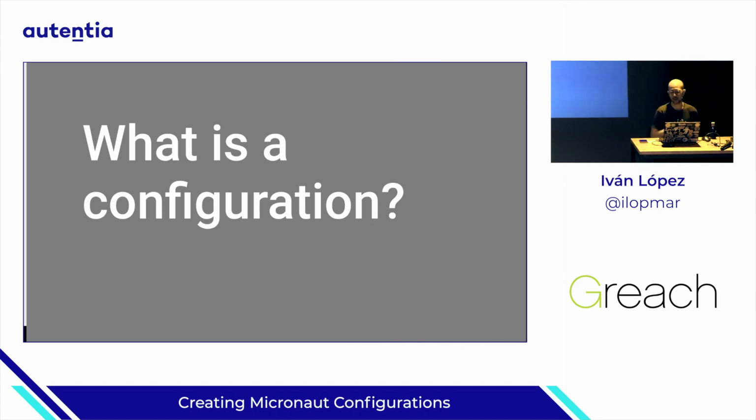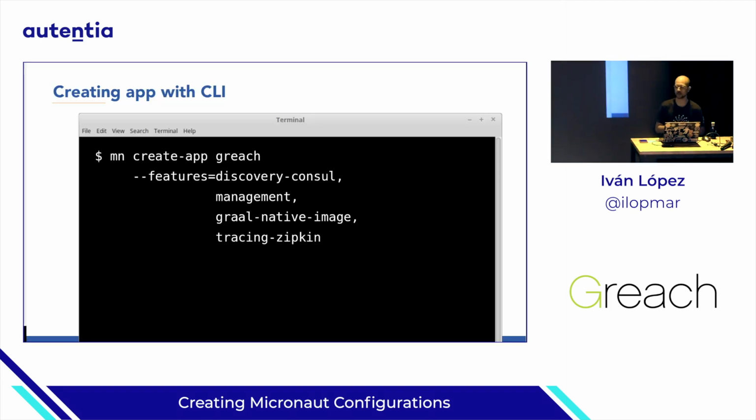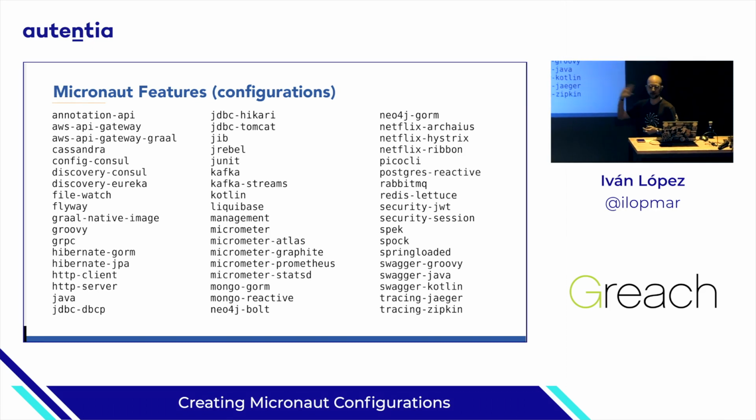So let's start. The title of this talk is creating Micronaut configuration, but what is really a configuration? When you use the CLI to create the skeleton of a Micronaut application, you can pass features, any of those, or a lot of them: Discovery Consul, management, Graal native image, tracing with Zipkin. We have a lot of them. All of those are configurations or features, so I'm going to use both words during the talk.